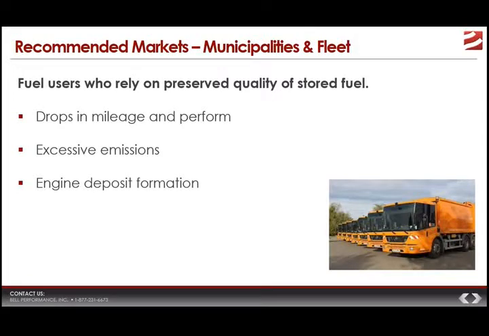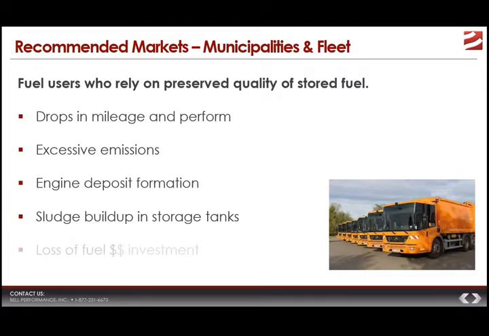They're going to see deposits forming in the engine, which are going to adversely affect the performance of that engine, the performance of that equipment, and they're going to get sludge buildup in storage tanks, which can lead to things like plugged filters and lost heating value of that fuel. And of course, if it gets too bad, they may even lose dollar value. If they have to dispose of fuel that's gone really bad, well, then they've lost the amount of money that they've invested in that.